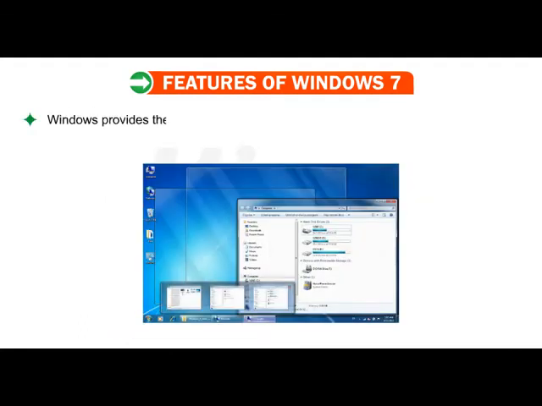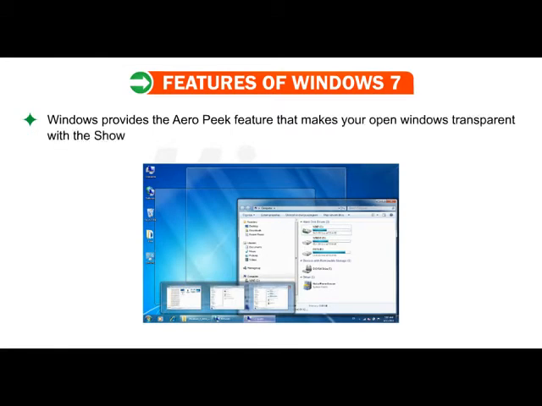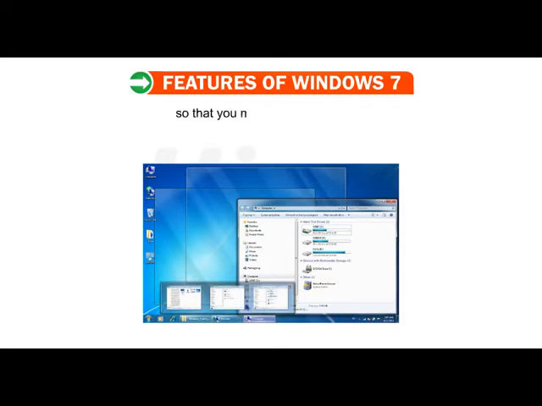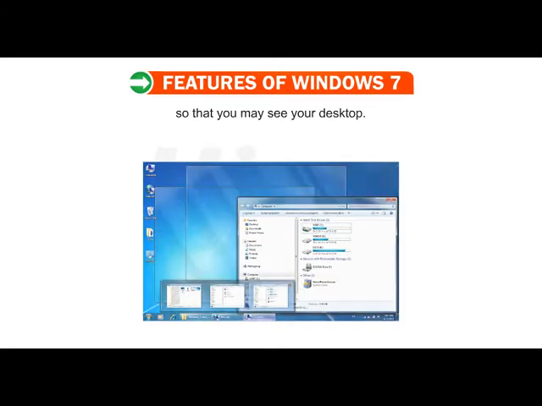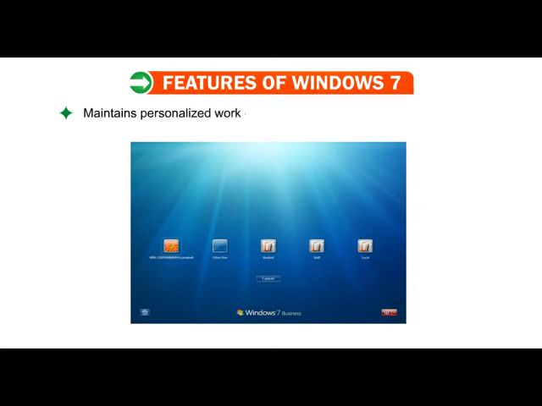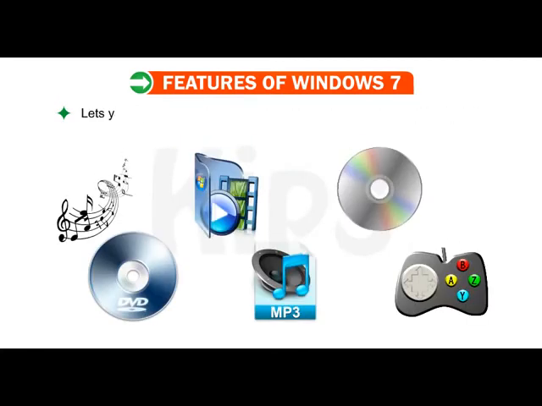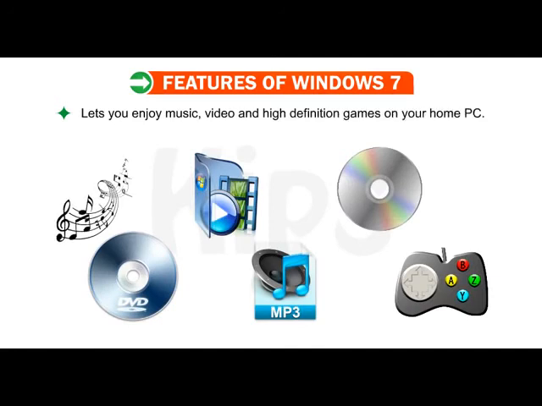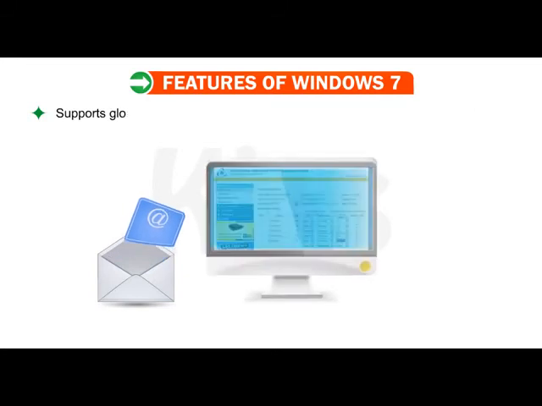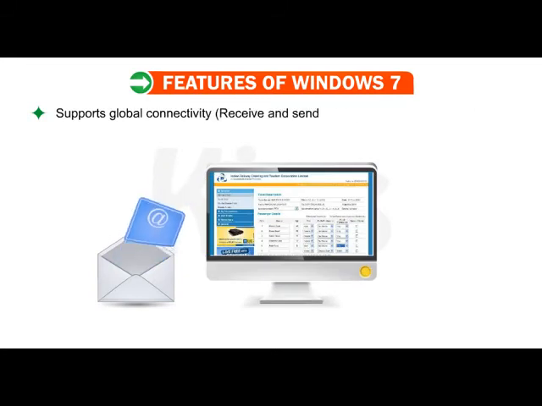Windows provides the Aero Peek feature that makes your open windows transparent with the Show Desktop button at the right end of the taskbar so that you may see your desktop. Maintains personalized work environment through multiple user support. Lets you enjoy music, video and high-definition games on your home PC. Supports global connectivity, receive and send email, view files and run programs on your computer from anywhere in the world.